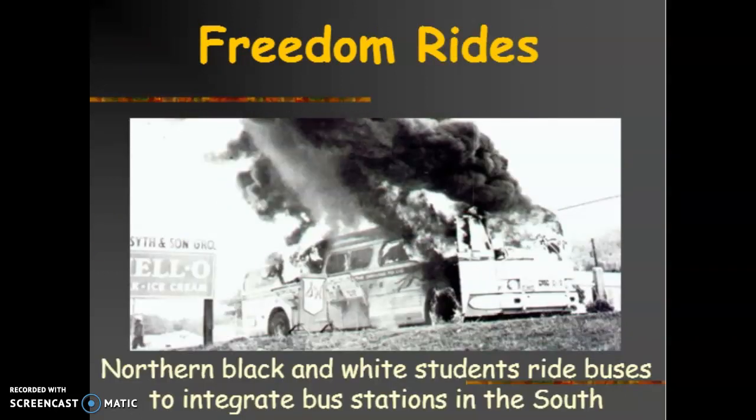So the Freedom Rides. This was supposed to be a nonviolent movement where Northern black and white students rode buses into the South to try to integrate the bus stations, to force these bus stations to integrate, to get rid of that idea of separate but equal, and have everything be equal for everyone.